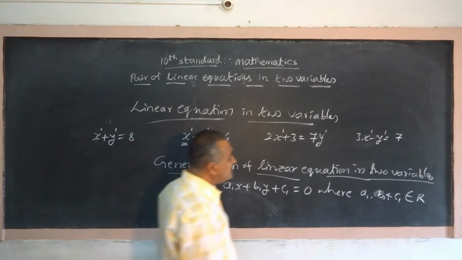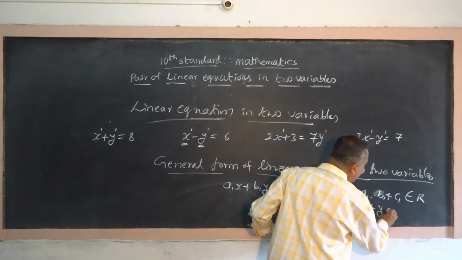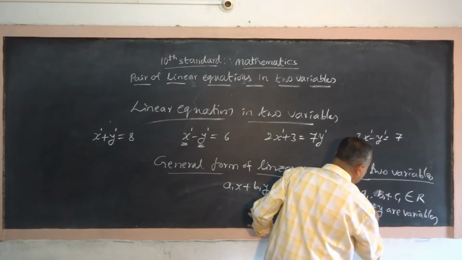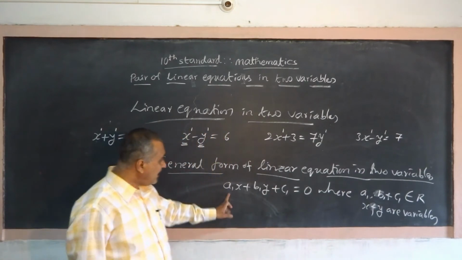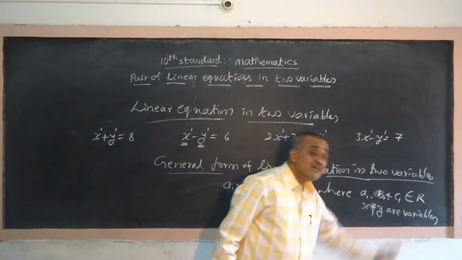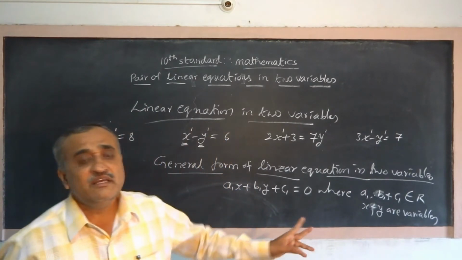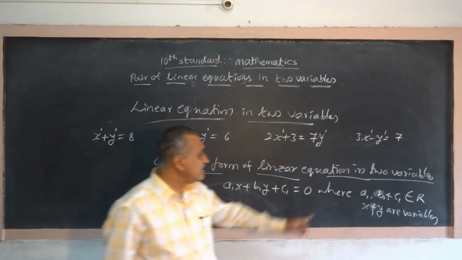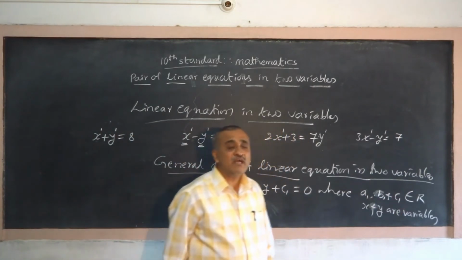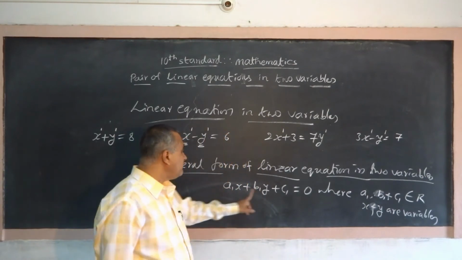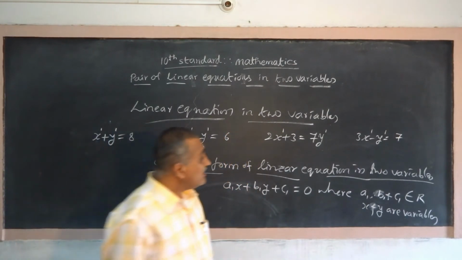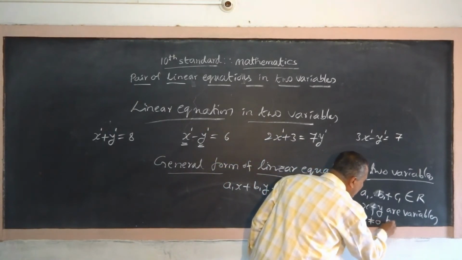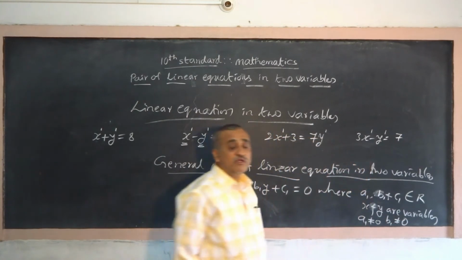x and y are variables. a1, b1, c1 are real constants. They belong to the set of real numbers, which means real constants. a1, b1, c1 belong to R, where a1 and b1 should not be equal to 0. That is, a1 is not equal to 0 as well as b1 is not equal to 0.